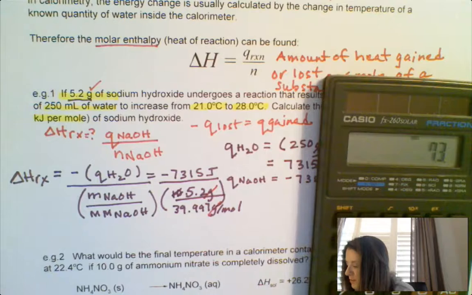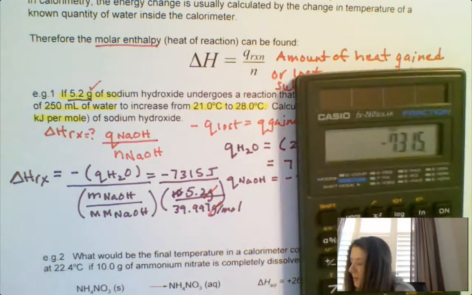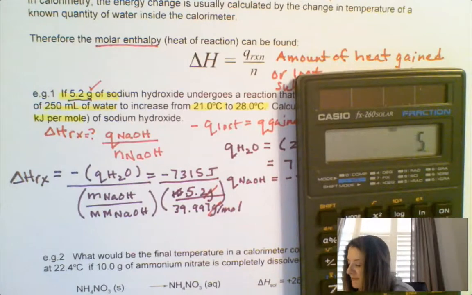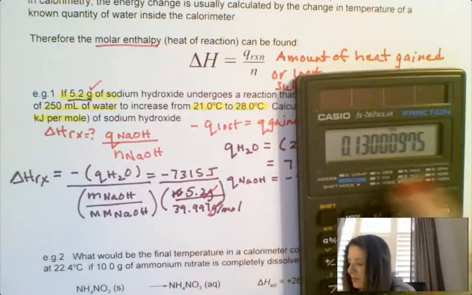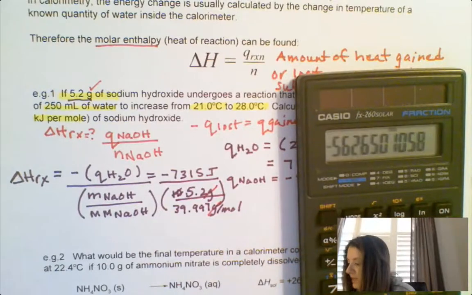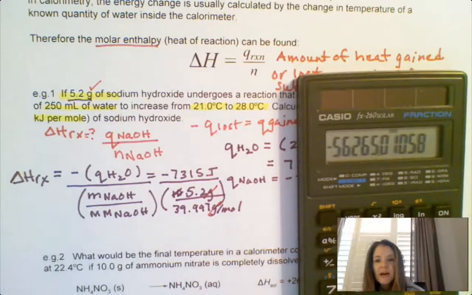Oops, I shouldn't have cleared that out. Okay, there we go. I'm going to divide this. Now I'm going to use my bracket keys. Divided by 5.2 divided by 39.997, close bracket. That tells me what the bottom value would be. And I'm going to push equals again. And this is the number that I get.